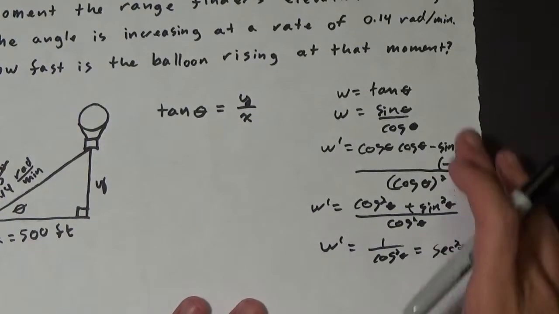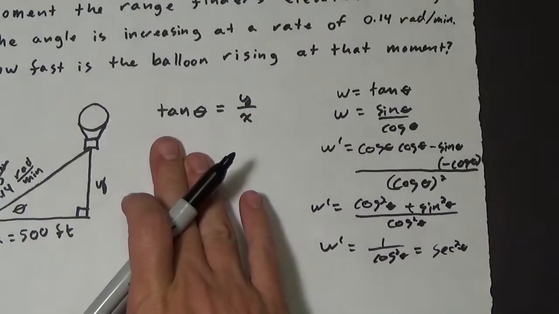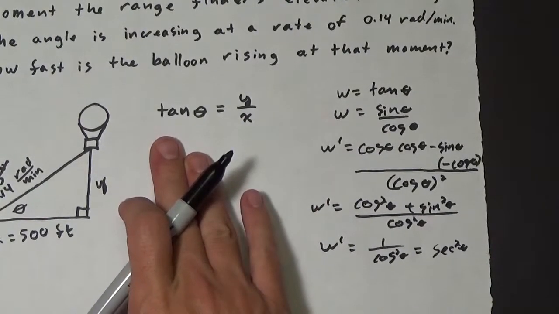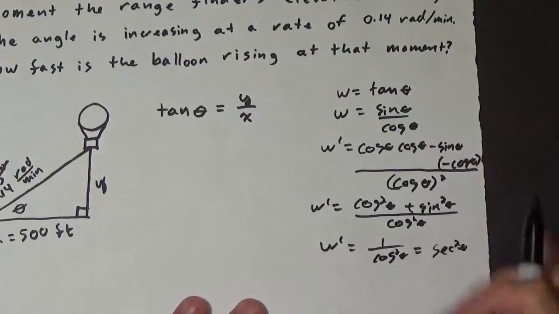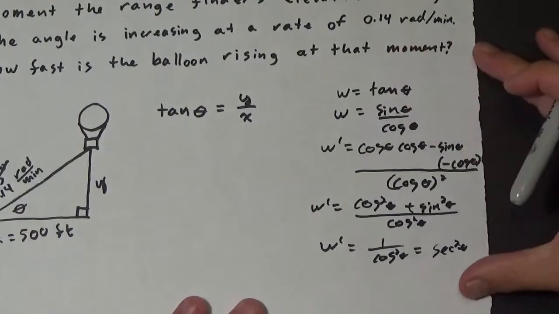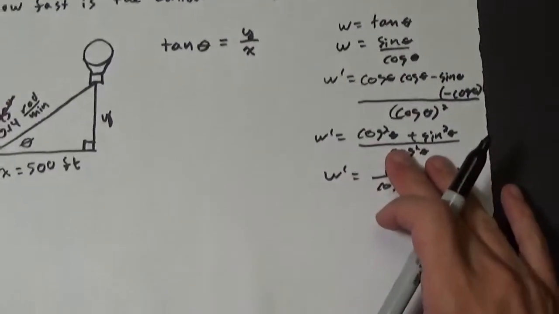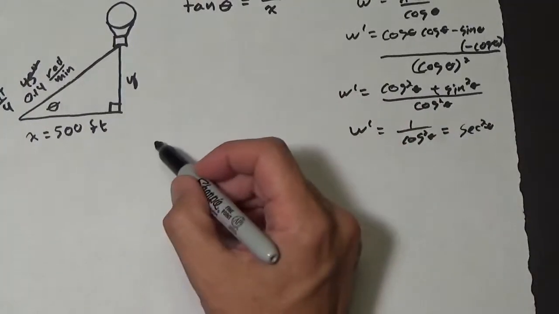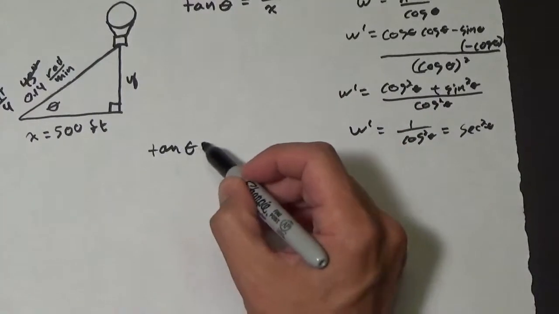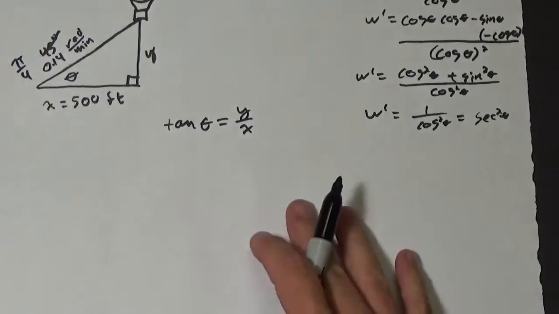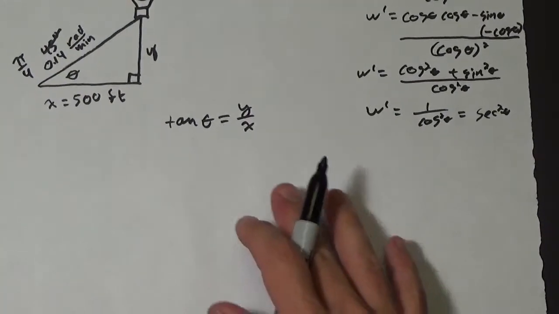So sometimes if you don't remember the derivative of some of these trig functions, especially when you're on a test, you're thinking, gosh, what is it? It's okay to just do a quick little derivation off to the side, and then we know our answer. So let's come back down here. We have the tangent of theta is y over x. So now let's go ahead and take the derivative of the tangent.